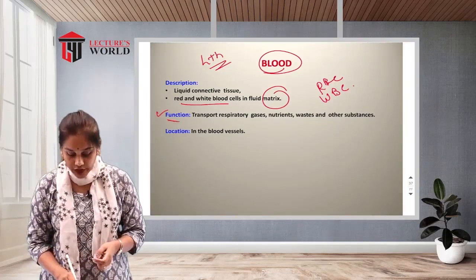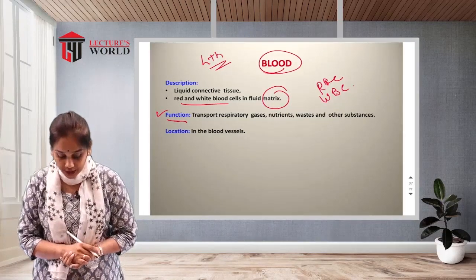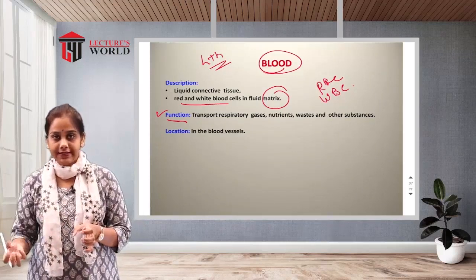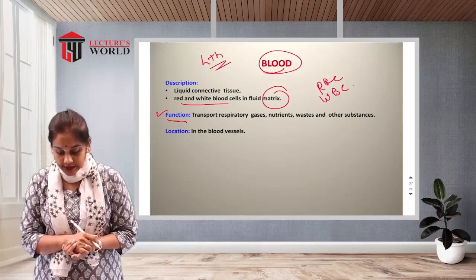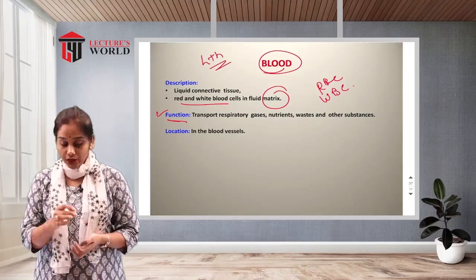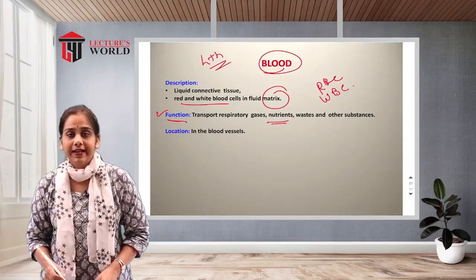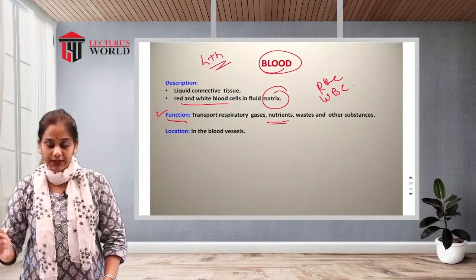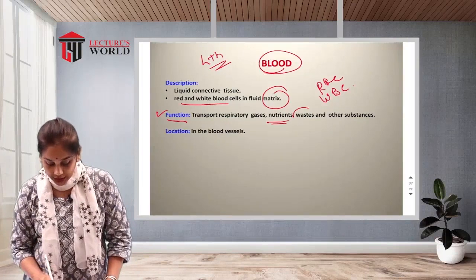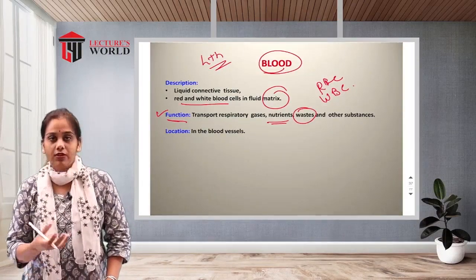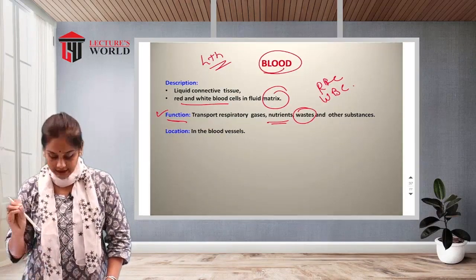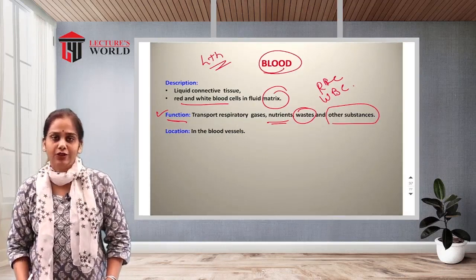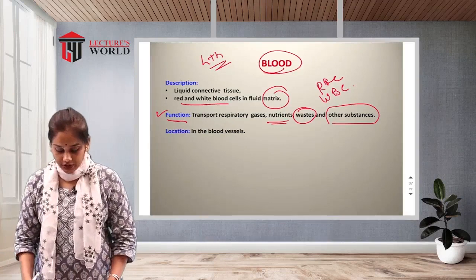Now what is the function of blood? It transports respiratory gases. The RBCs carry oxygen. They also carry nutrients and give the nutrients to the other organs. They also carry waste and deliver it to the outside, along with other substances like toxins.